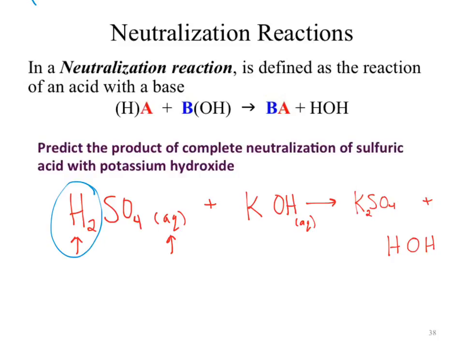To balance the equation, you'll notice that we need to do that. We'll need 2 potassium hydroxides to produce 2 HOHs. Anybody have a problem with HOH? That is also known as water, H2O. Why did I write it as HOH?